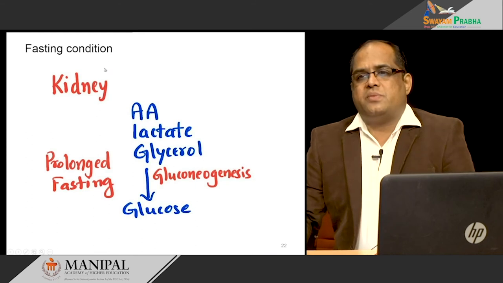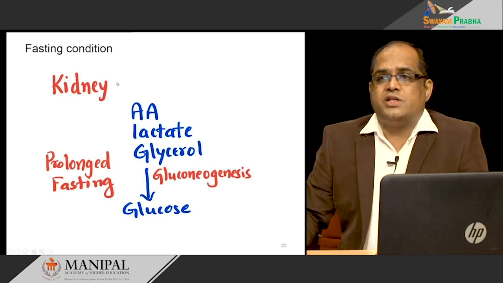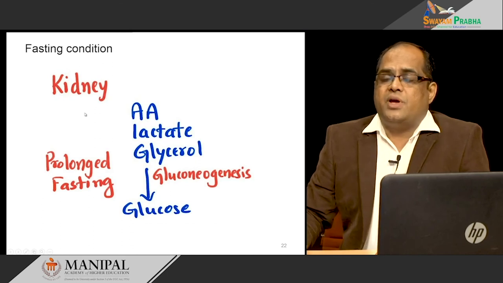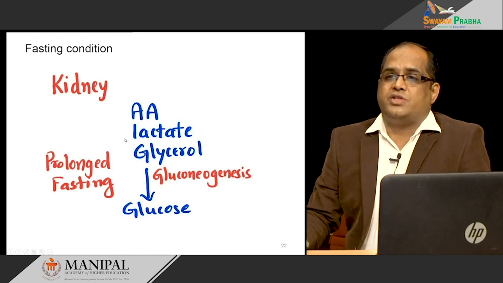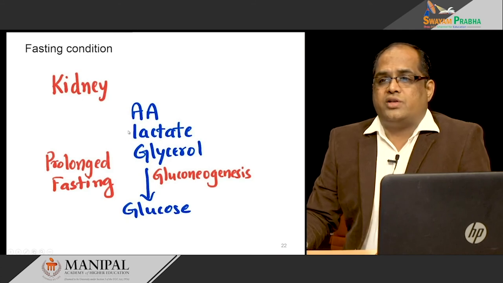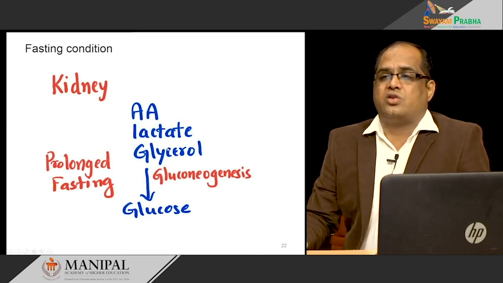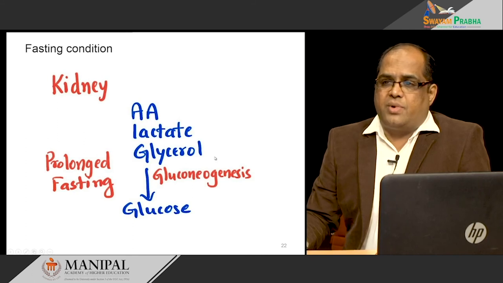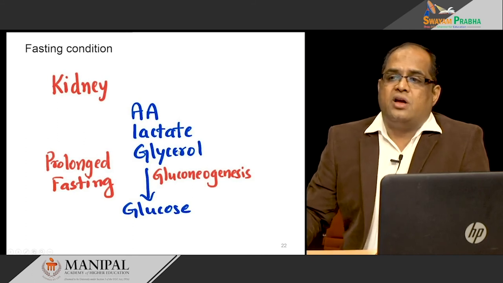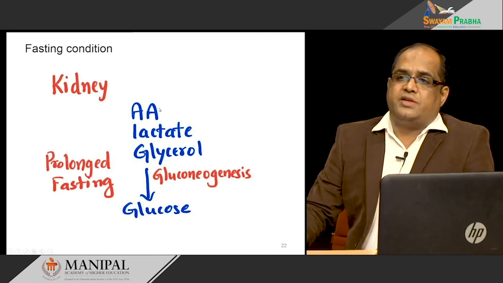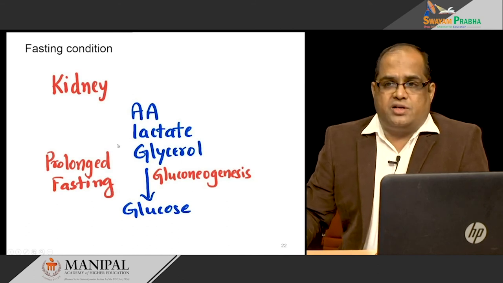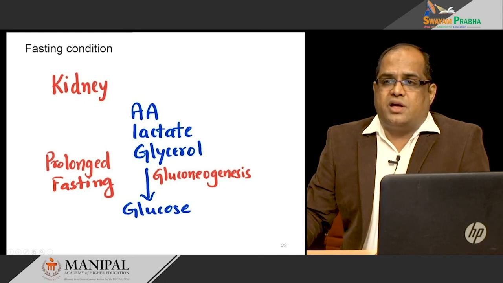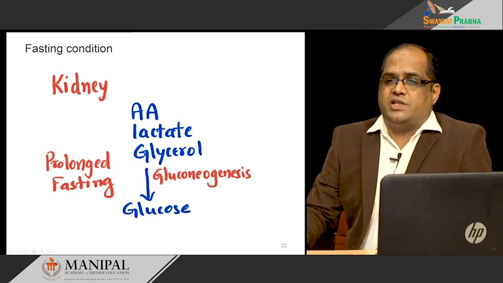And kidney also participates in prolonged fasting conditions. In starvation conditions, kidney becomes a major organ. Up to 40% of glucose is synthesized in kidney in prolonged starvation conditions, where non-carbohydrate sources like amino acids, lactate, glycerol are used to synthesize glucose by the gluconeogenetic pathway. In the earlier period of fasting condition, liver is the major site for synthesis of glucose by gluconeogenesis, whereas in prolonged fasting and starvation conditions, kidney also takes part, and a bulk of glucose is synthesized in the kidney.